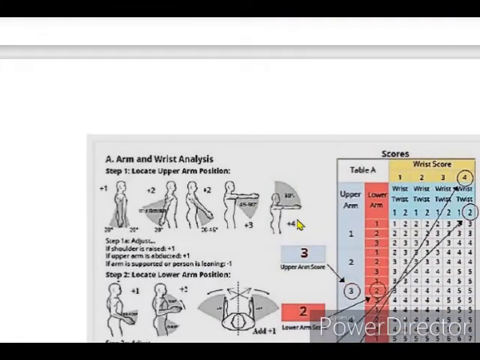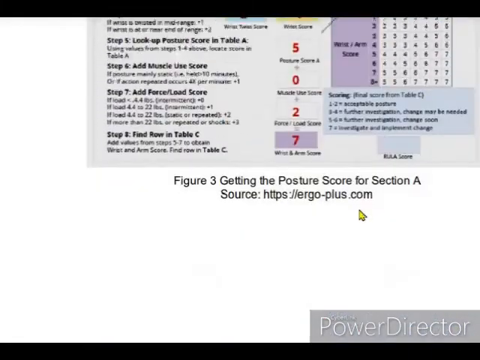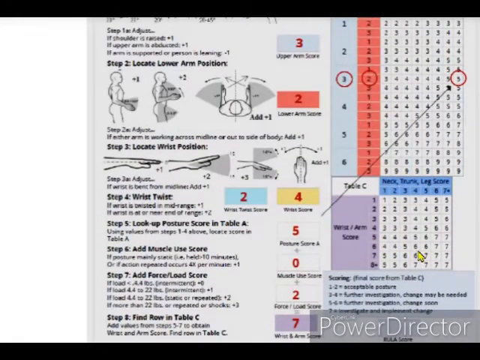Hindi nabuo dito sa unang picture. Ito, mas nabuo yung pangalawa yan. Mas nabuo siya. Okay? Ano, scoring. Final score from table C. Yan, nakalagay 1, 2, acceptable. 3, 4, further investigation. 5, 6, further investigation. 7, investigate and implement change. Okay? Pag mayroong 7.